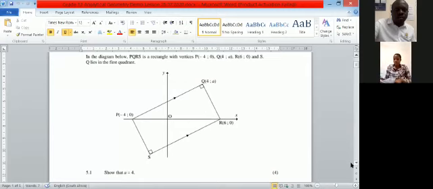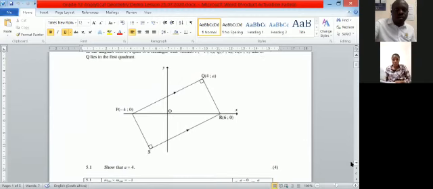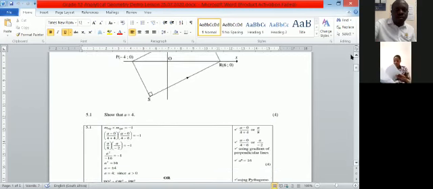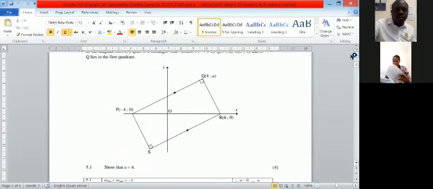And I believe you know how to calculate the gradient of a straight line. And you also know how to use the formula at the back of the page. Great. So we're going to have a very good time here.